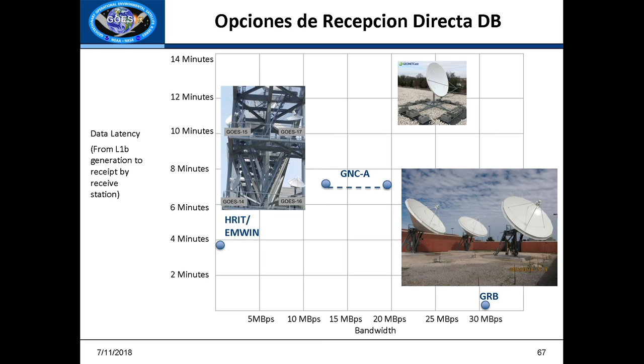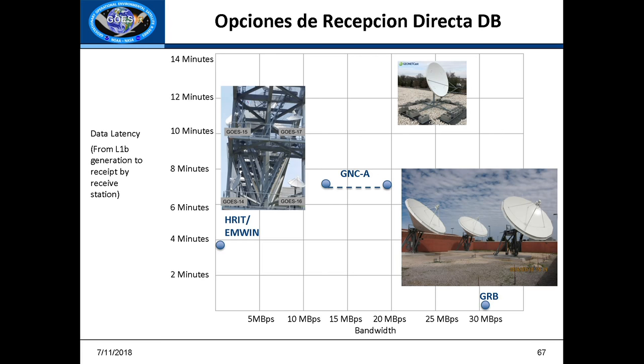So this is somewhat of a summary slide. What this does is show you the two direct broadcasts and the rebroadcast. The two direct broadcasts are the GRB, operating at 31 megabits per second with a latency of less than 10 seconds from product generation to receipt by a direct broadcast user like the station here. And HRIT/EMWIN is built for a different purpose, and because of the way we distribute the data, it has a little more latency, but still good at 4 minutes, at 400 kilobits per second, because we want users to be able to use a relatively small antenna.